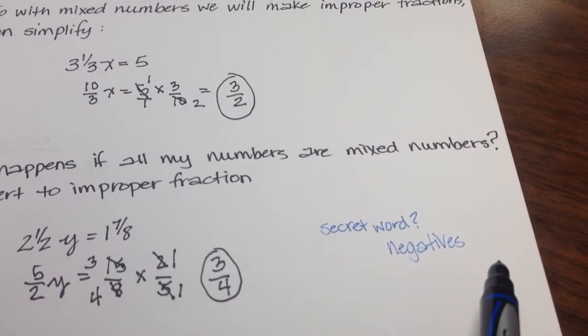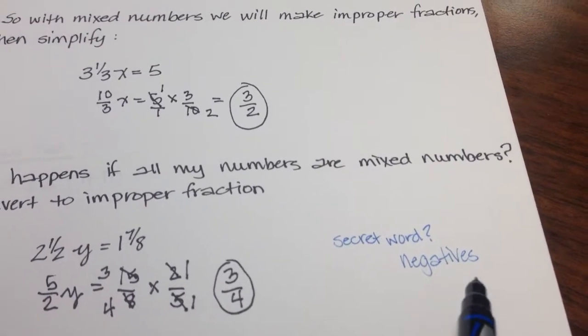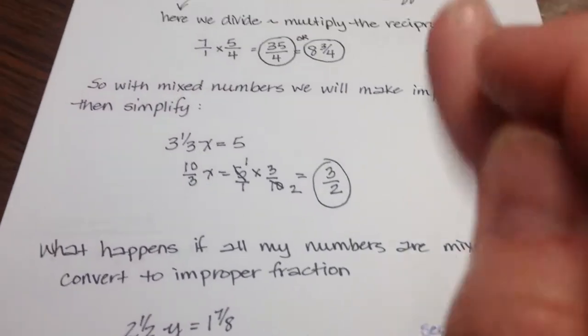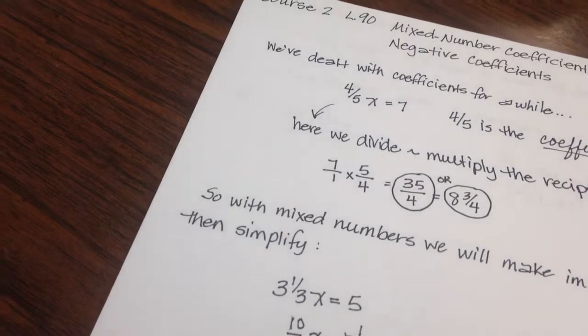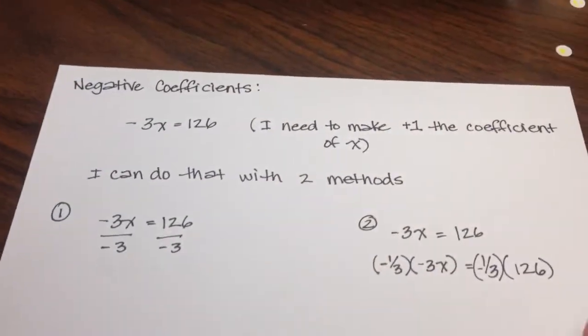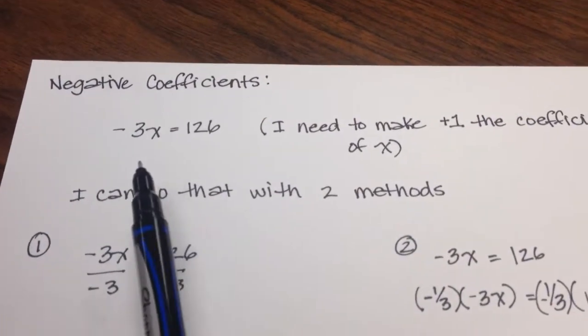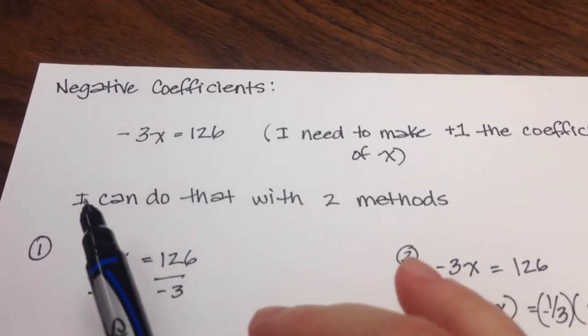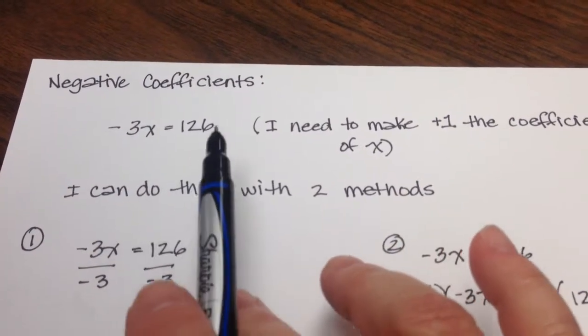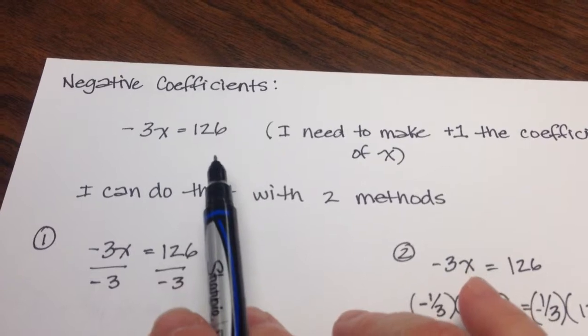Secret word, negatives. But we're going to be positive about our negatives. But there you go, negatives. All right, let's keep on going, because this is not difficult stuff. Okay, it's negative coefficients. All you have to remember is if it's a negative going into a positive number, your answer is going to be positive.